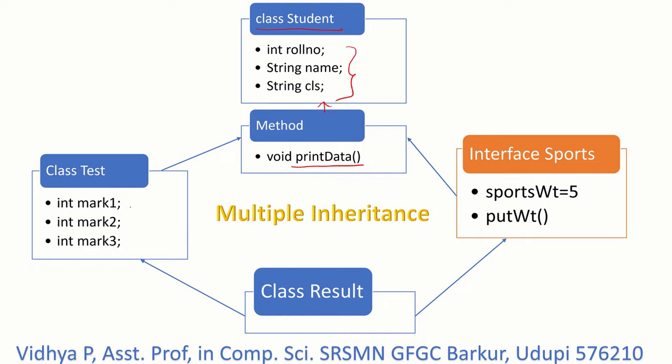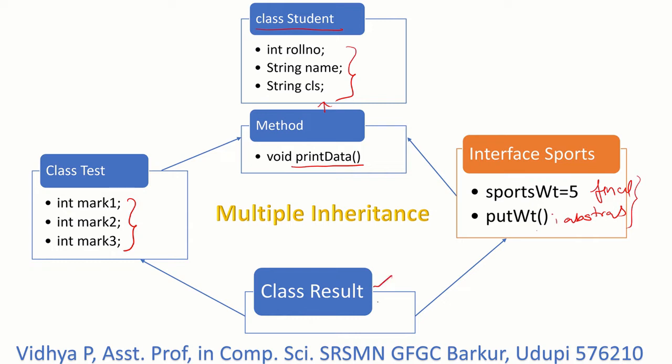Then the subclass Test consists of mark1, mark2, mark3, and we are going to create an interface Sports with sportsWeight equal to 5. Whatever we define inside the interface will automatically become a final variable and the methods will become abstract by default. So we are going to define a method putWeight and declare a final variable sportsWeight equal to 5.